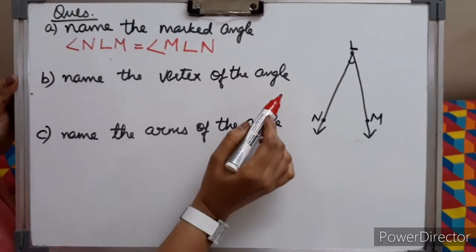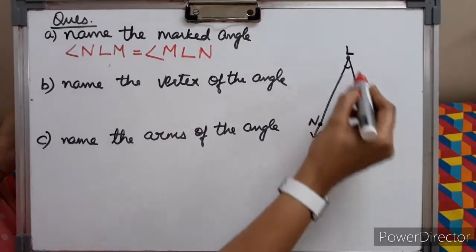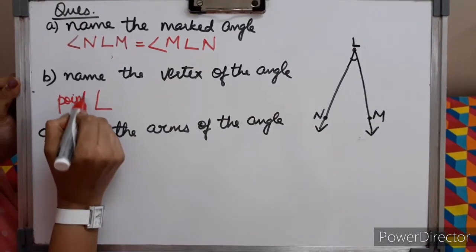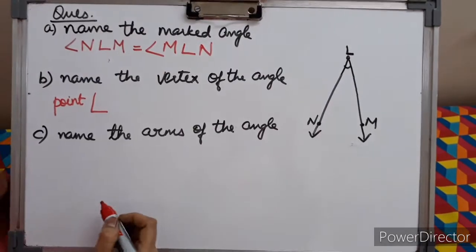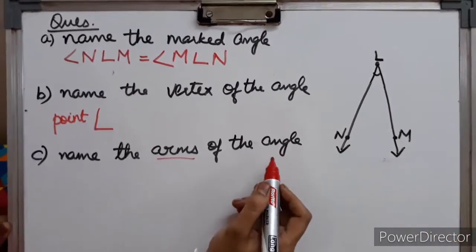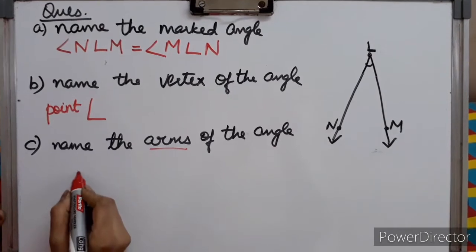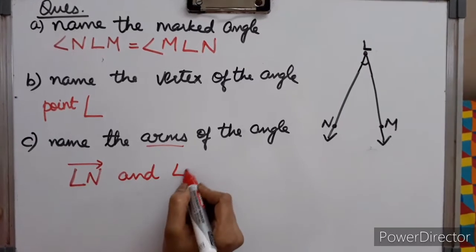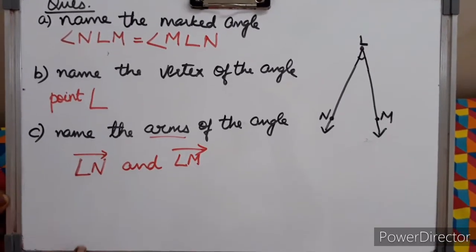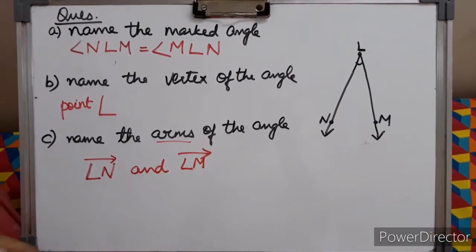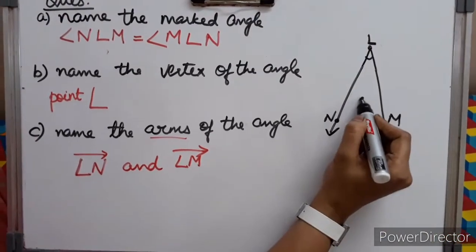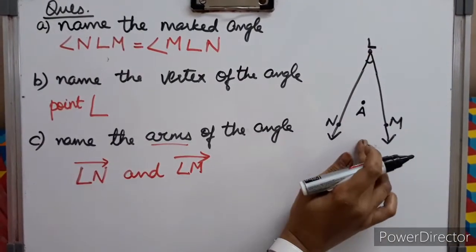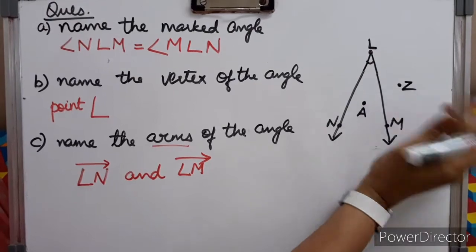Name the vertex of the angle. Vertex is the common endpoint where the two rays meet. So point L, we have to write here in full, point L is the vertex of the angle. Name the arms of the angle. What are the arms of the angle? LN and LM are the arms of the angle. Very easy. Suppose there is a point here, suppose A. So point A is in the interior of the angle. If there is a point here, Z, this is in the exterior of the angle.